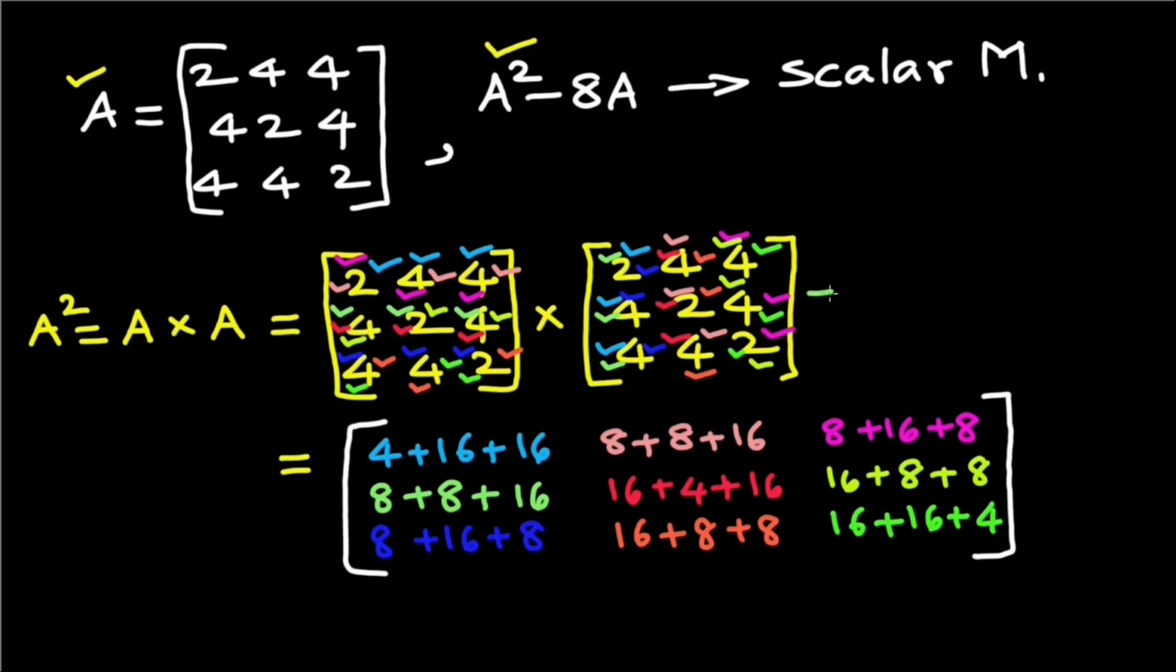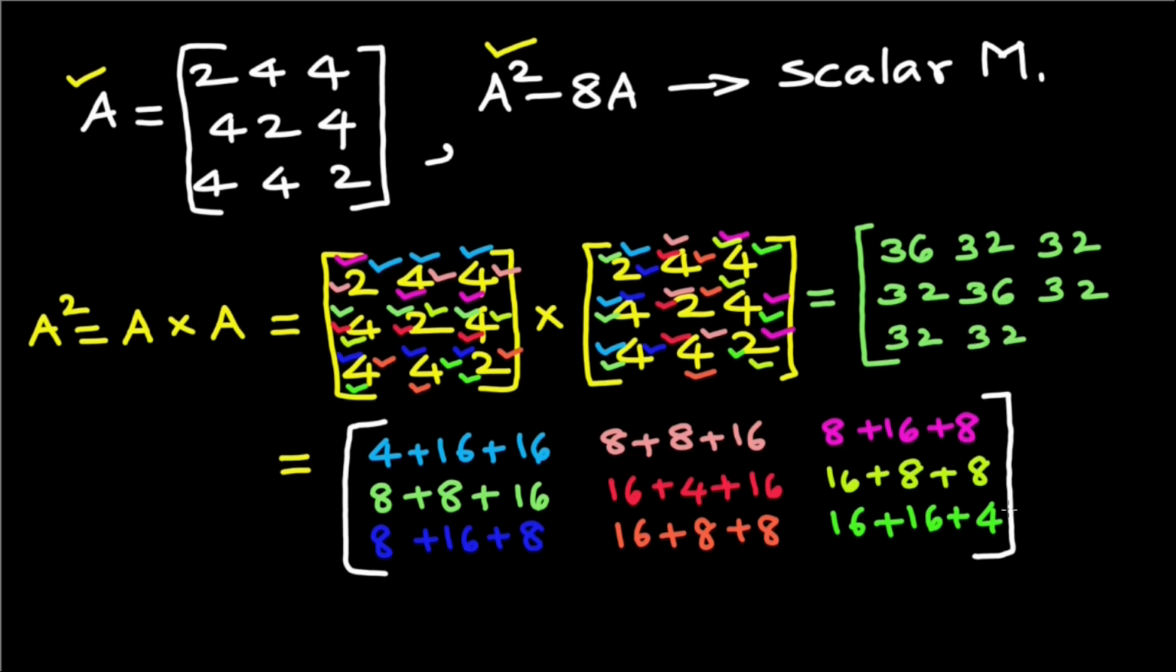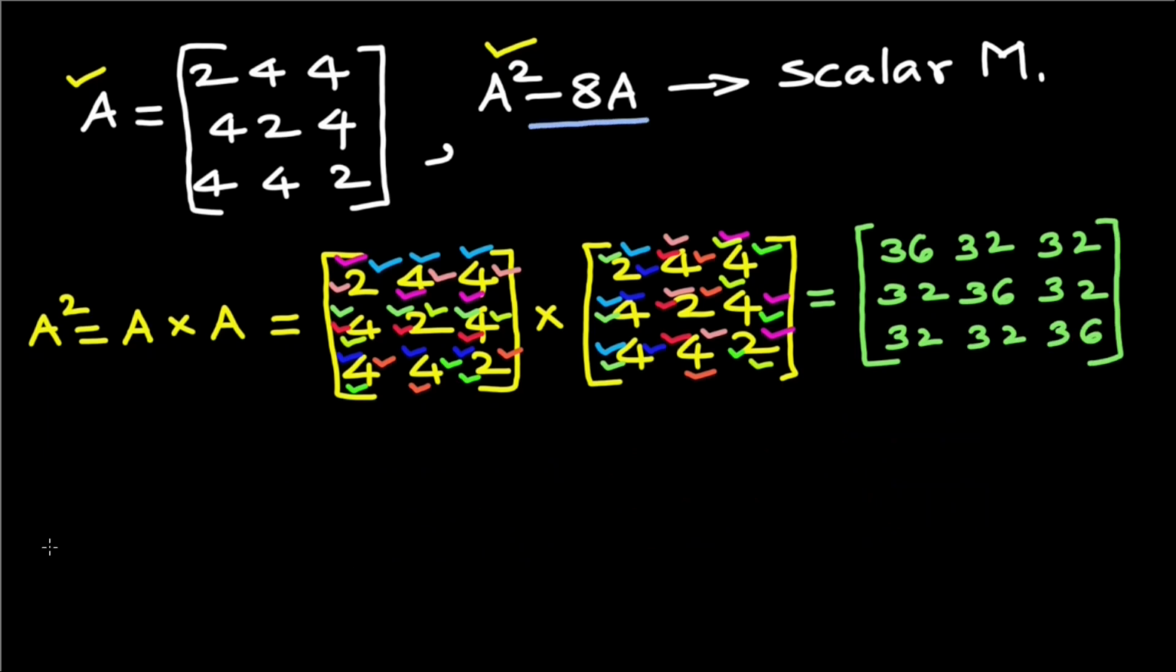This resulting matrix now becomes 16 plus 16, 32 plus 4, 36, then this is 32, then 32 again. So that is our first row. Then second row is 32, then this is 32 plus 4, 36, then 32. The third row is 32, 32, and 16 plus 16, 32, 32 plus 4, 36. Now we will find this minus 8A.